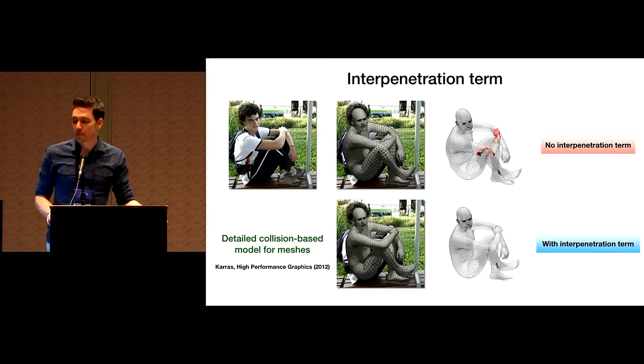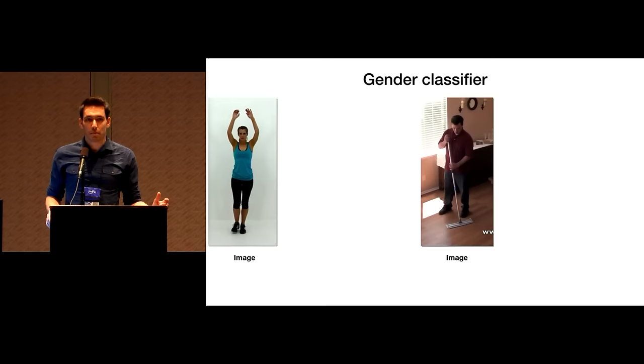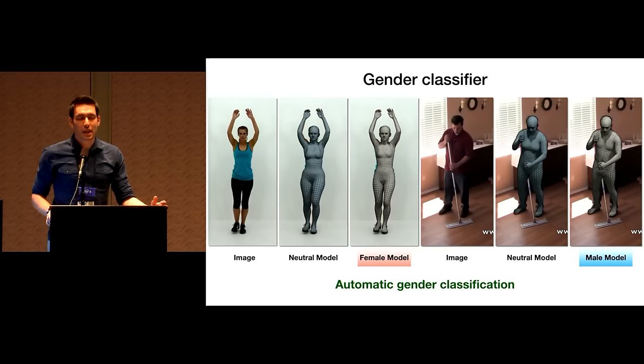Finally, we also train a gender detector to automatically estimate the gender of the person in the image. Fitting a gender-specific model to 2D evidence leads to more accurate and detailed reconstructions than using a gender-neutral model.